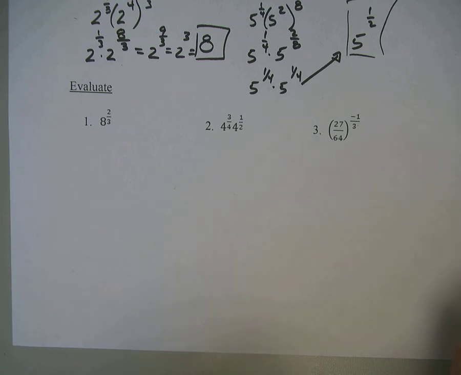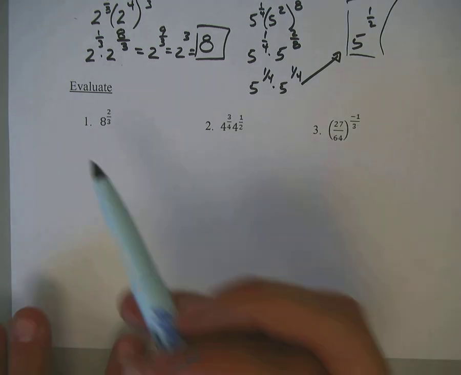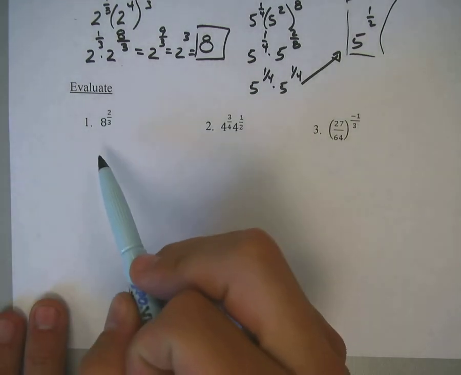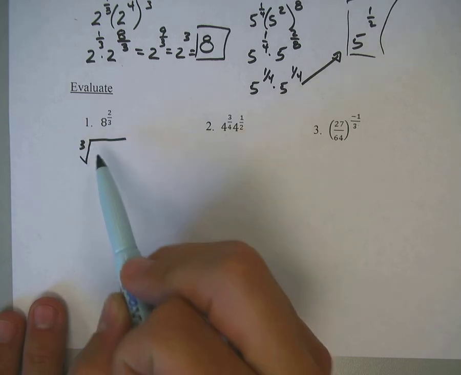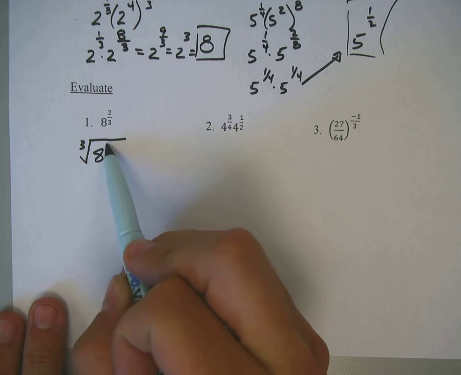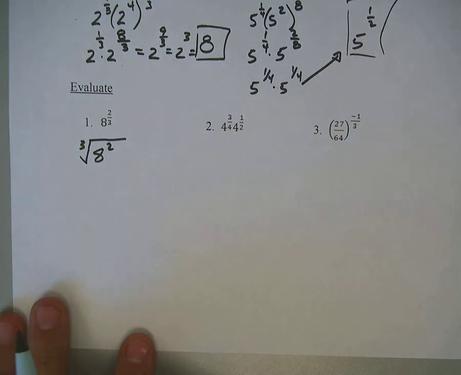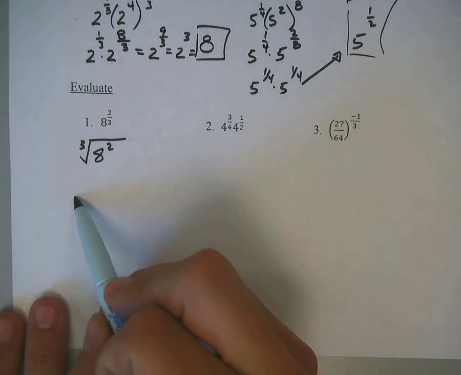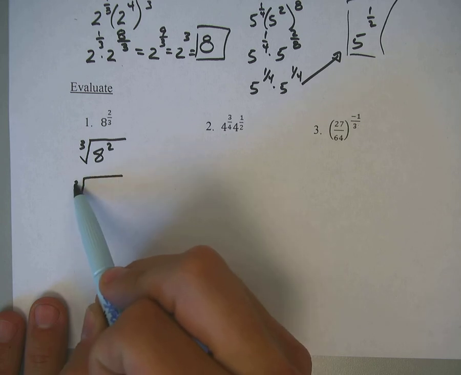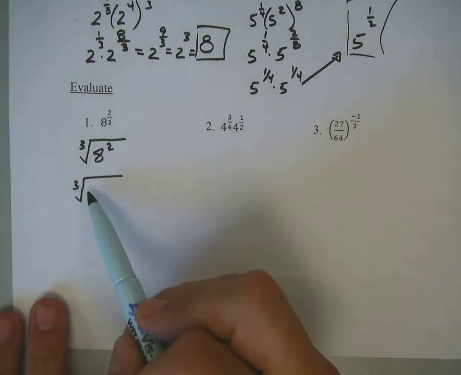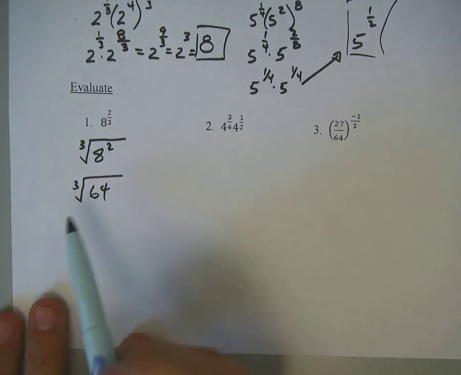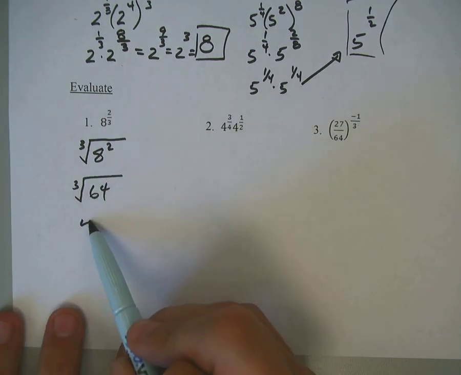So how would I figure this out? Well, I don't know what 8 to the 2/3 is. So what I could do is this. I could change this to radical form. And that would be the 3rd root of 8 squared. Now, 8 squared, you can do it one of two ways. One, you can think of it as 8 squared is just 64. And the cube root of 64 is 4. And I'm done.